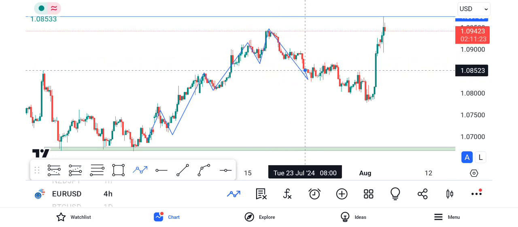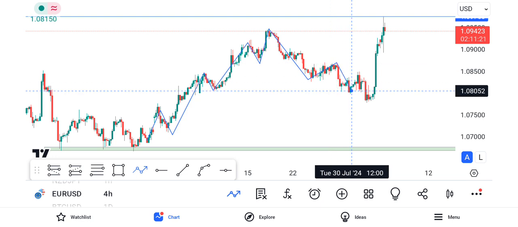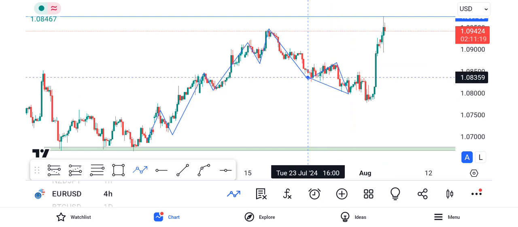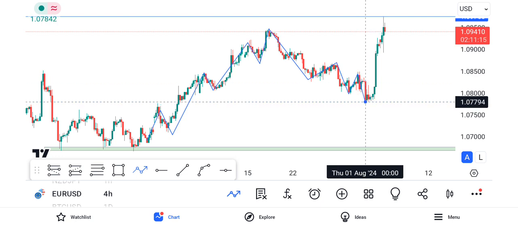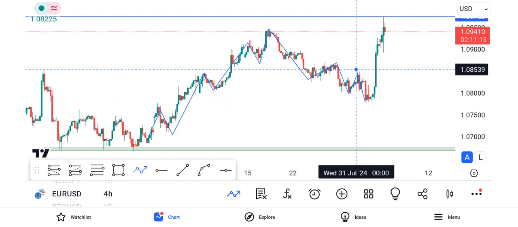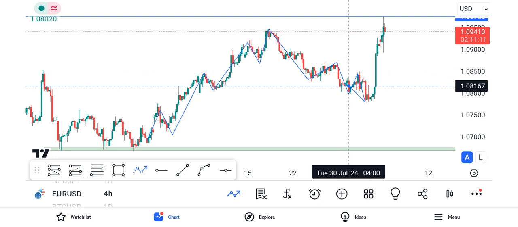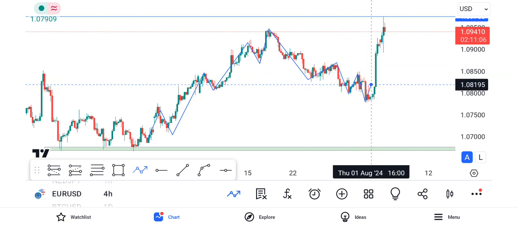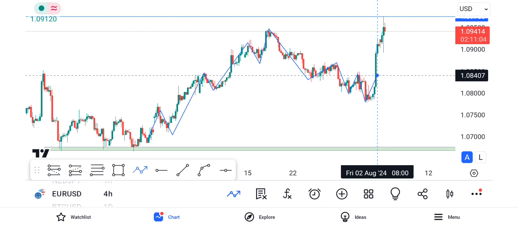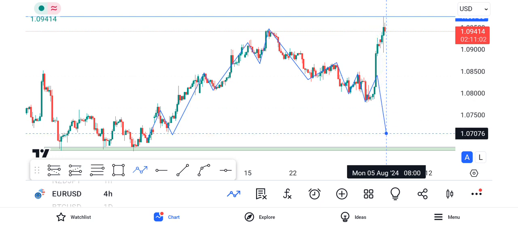Break below it, wait for the retest, we take the short trade. Now for this bearish trend to continue going down, if it really wants to go down, we have to wait for a retest. It should break. But what happened?